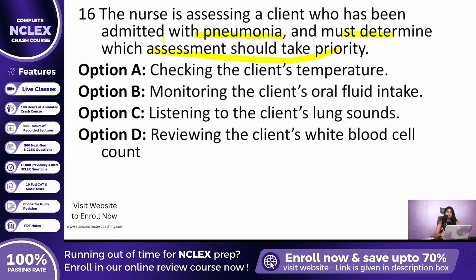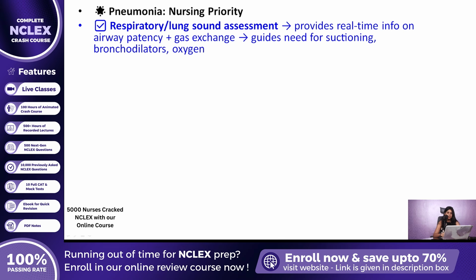The correct answer is Option C, listening to the client's lung sounds. Here is the reasoning behind this choice. In pneumonia, lung sounds provide critical, real-time information about airway patency, gas exchange, and whether the client may require interventions such as suctioning, bronchodilators, or supplemental oxygen. While monitoring temperature, fluid intake, and white blood cell count are all important parts of care, they do not give immediate insight into the client's risk for hypoxia or respiratory failure. The key point is that in pneumonia, respiratory assessment is always the priority to safeguard oxygenation and prevent complications.